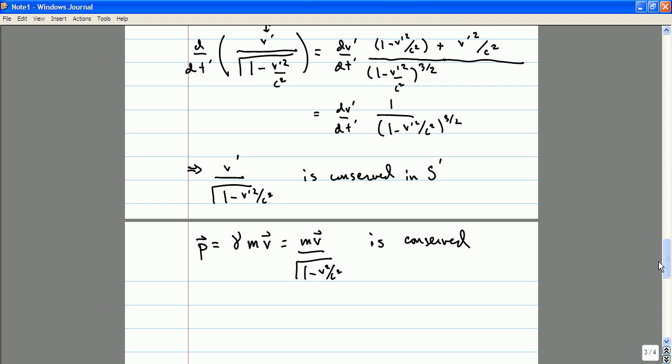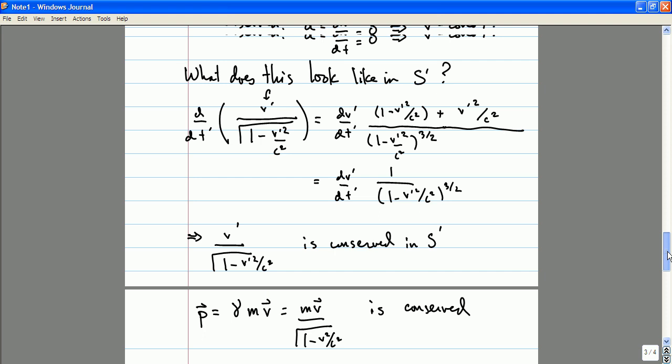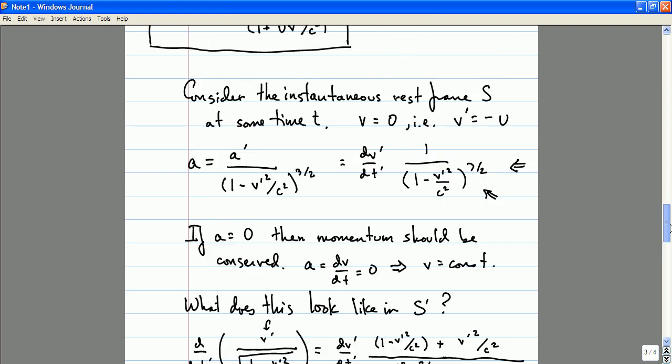Question? Maybe it's just an error from U to V, but I see a jump from U squared to V squared. I don't know where. Remember that V prime is minus U. So V prime squared is U squared. Yeah, no, I'm using that fact. Good question. Okay.